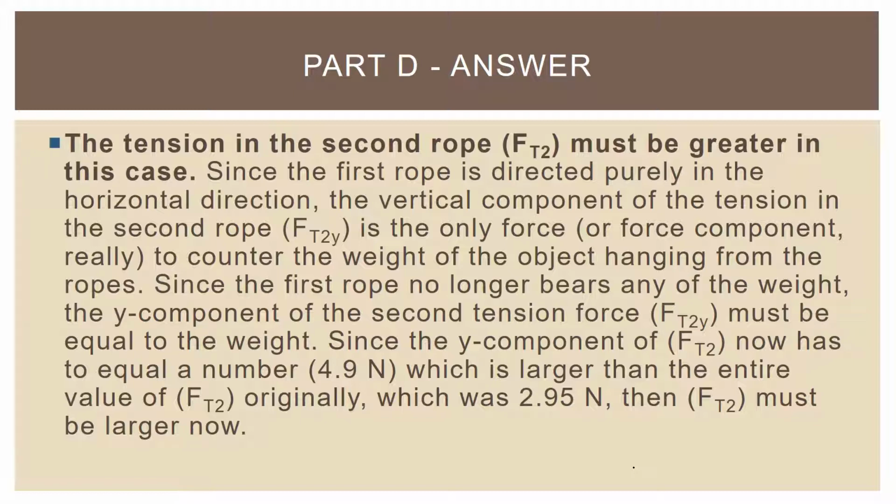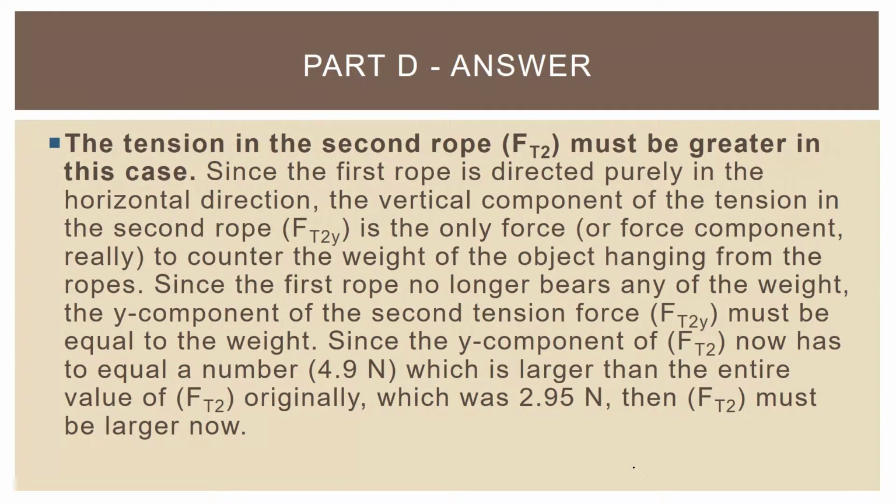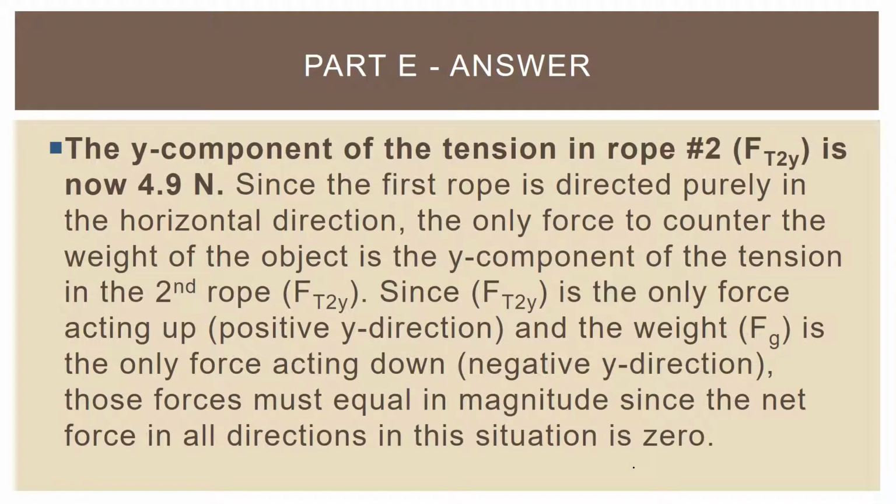Okay, now let's take a look at part E. Part E says determine the new vertical component of FT2 without using equations or calculations. Justify your answer qualitatively. Well, I already kind of went through it in the last part here, but the y component, the vertical component of FT2 here, which is FT2y, has to be equal to the weight. We already know what the weight is. It's 4.9 newtons.